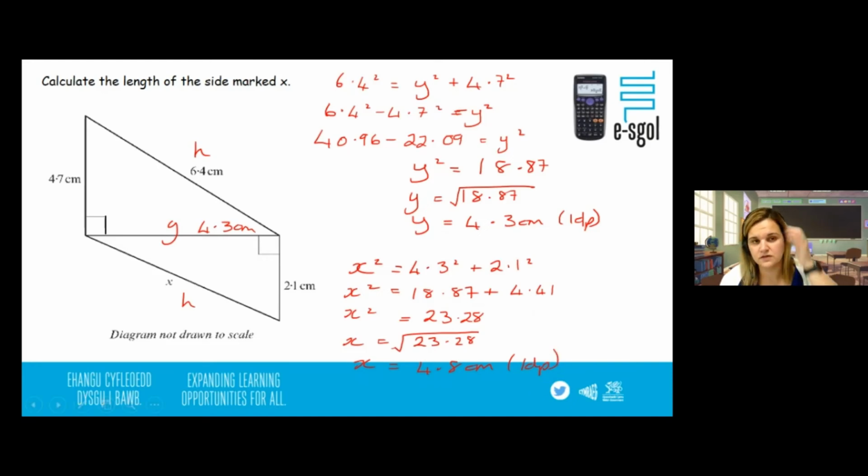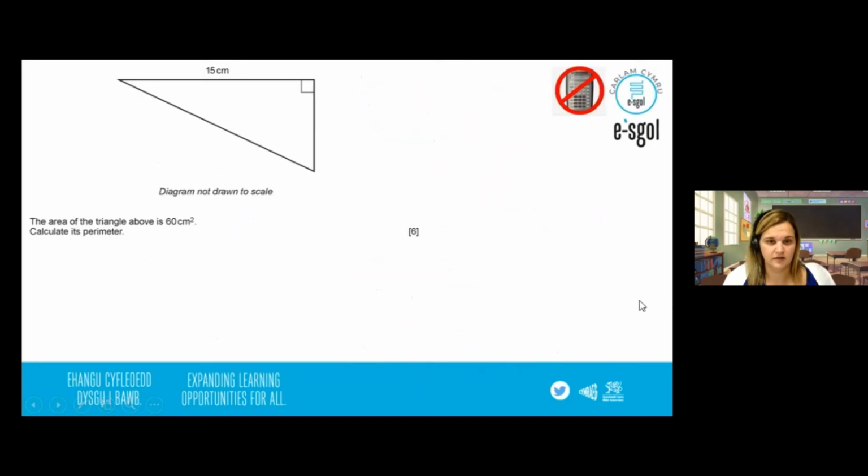Okay, so go back now and have a look. The question said calculate the length of the side X. I've done that. I've got quite a lot of workings going on here, but I have worked out what X is. Okay, on to the next one.